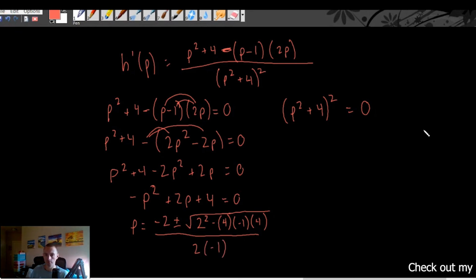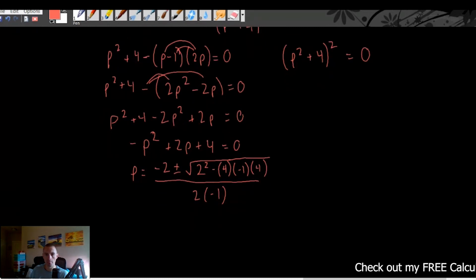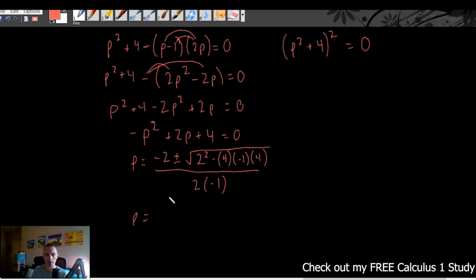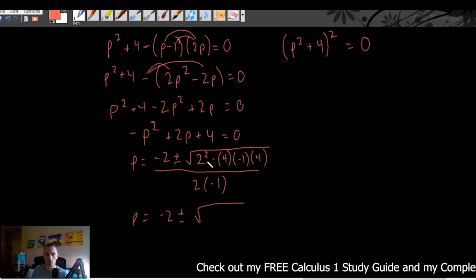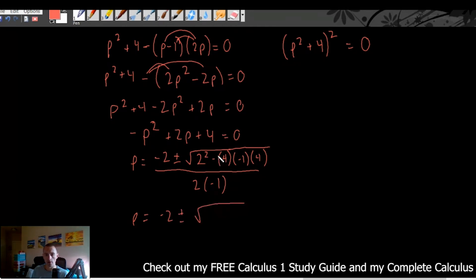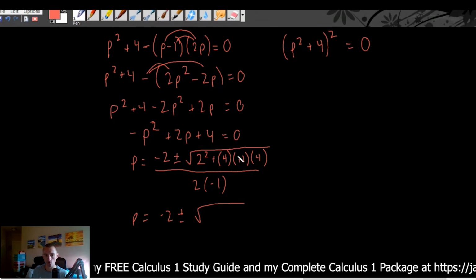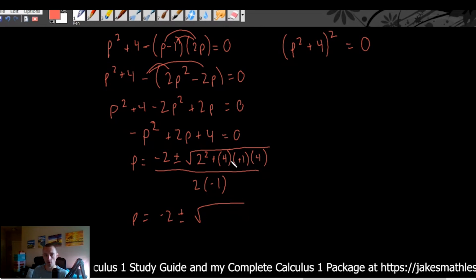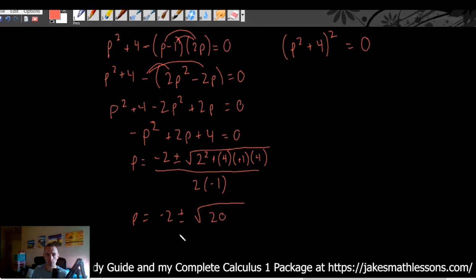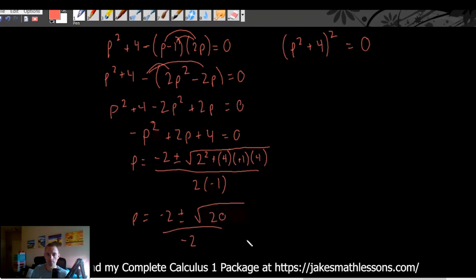And then from there, we would want to basically solve that out. So negative 2 plus or minus the square root of 4. These negatives here are going to cancel. So we're going to get plus 4 times 1 times 4 is 16. So 4 plus 16 is 20, all over negative 2.